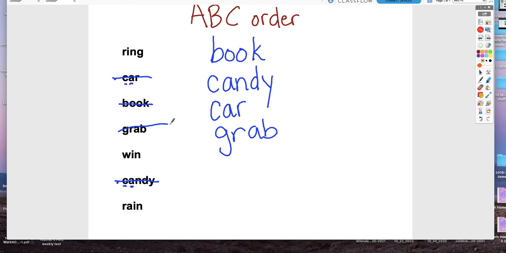Show me with fingers. How many words do I have that start with an R? 2. I have ring, and I have rain. So 2 words that start with the letter R now. So I can't use the first letter. I have to look at the second letter. Fantastic. R-I in ring and R-A in rain. Which one of those 2 words do you think is going to come first? Mackenzie.